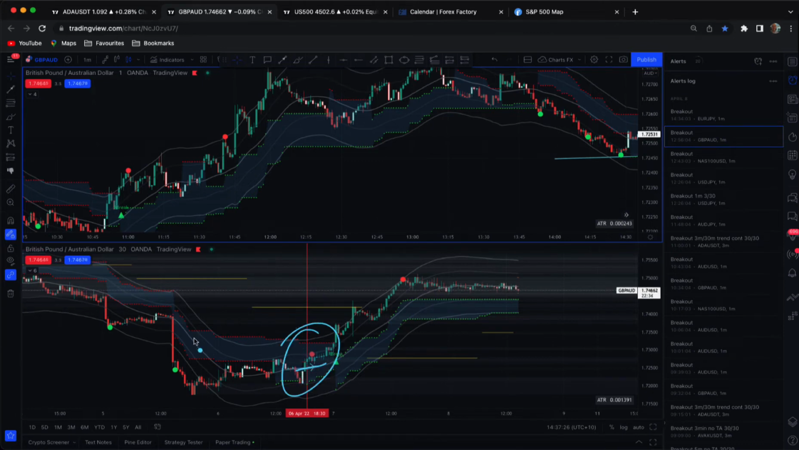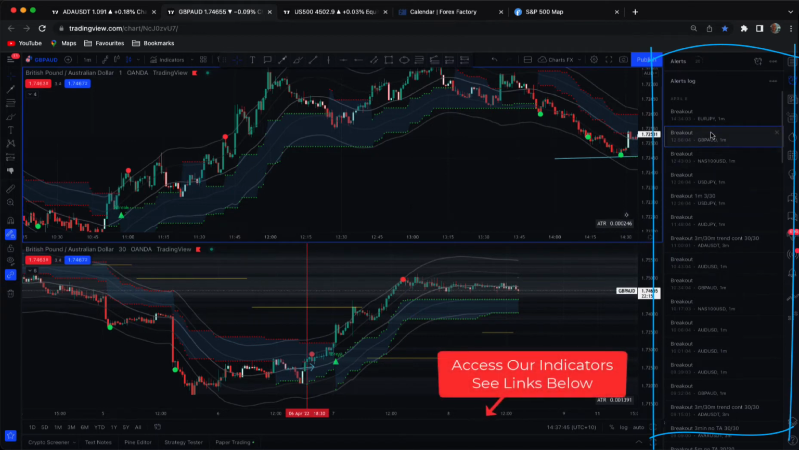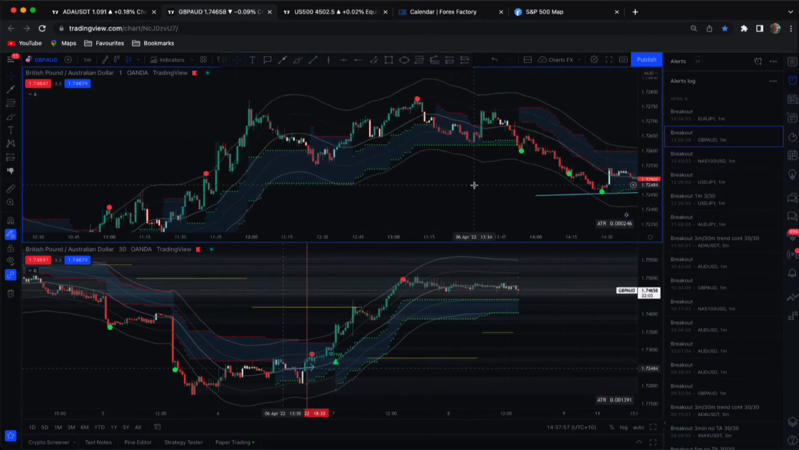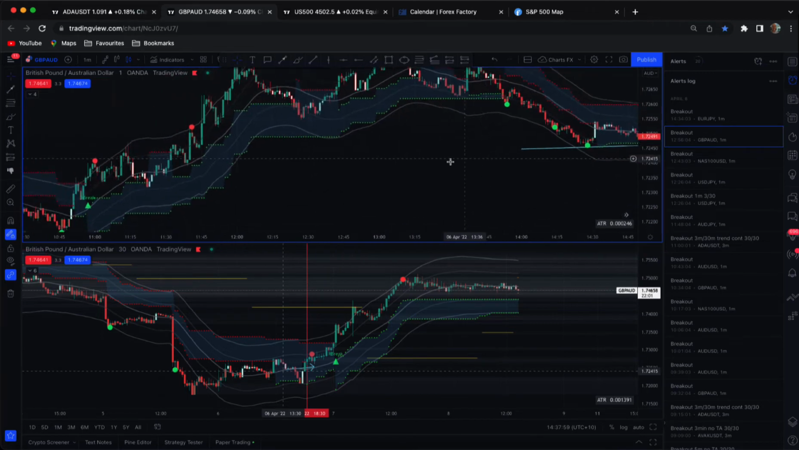We're in the cloud after trading out from a bearish trend. We can see these higher lows, higher highs, and I'll be waiting for an opportunity. Now, how do we know that there is an opportunity? That's the question. Well, we have these alerts firing over here. So you can see here I've got a breakout alert on the pound Aussie. So we can click that, come into the chart, and that's going to look like this.